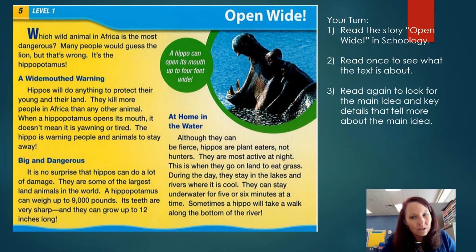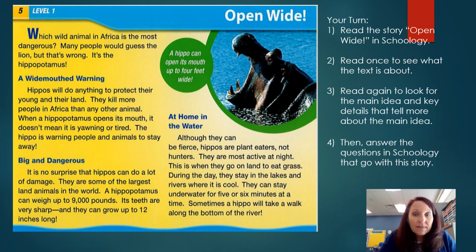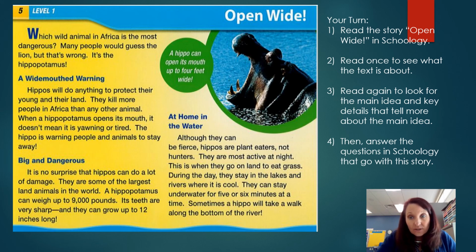Remember what it's mostly about, not specifics, just one sentence that tells you what it's mostly about. And then you're going to look for key details that give you more information about that main idea. After you've done that, then I want you to answer the questions that go with this story in Schoology. So remember, this story is already in Schoology, and so are the questions. So that's how you're going to submit the answers to me.